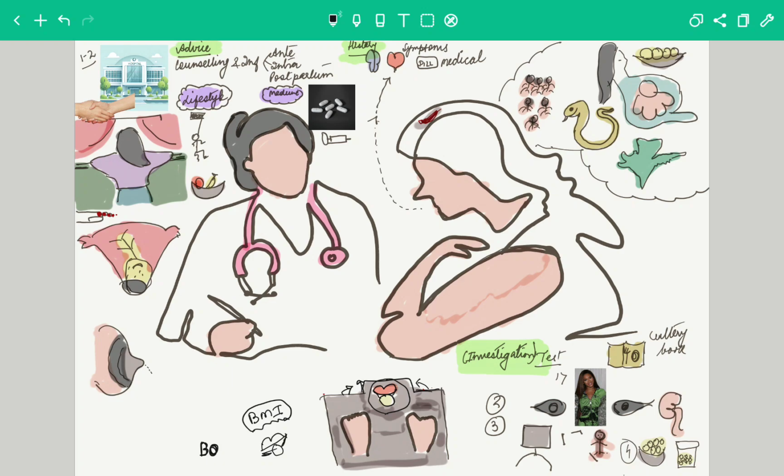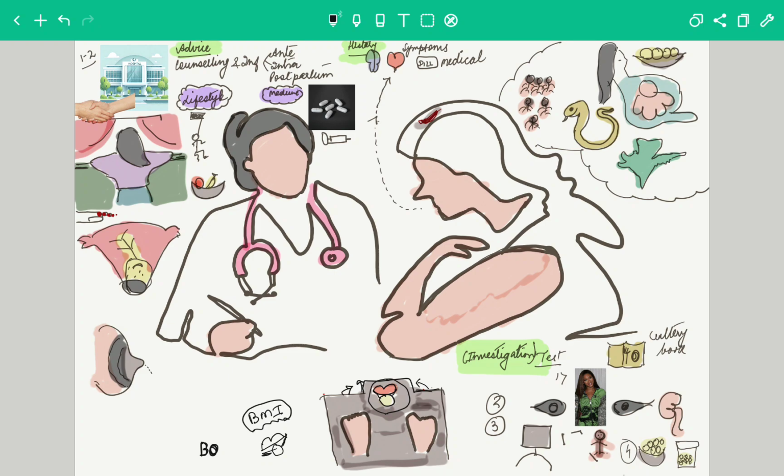Now, whenever somebody goes into the doctor's room, the first thing the doctor does is take a history. And the doctor asks this patient about her problems. The doctor first asks her, "Tell me, what are your problems? Do you have any vascular issues? Do you have any nerve issues? Do you have a history of diabetes? How was your previous pregnancy?"